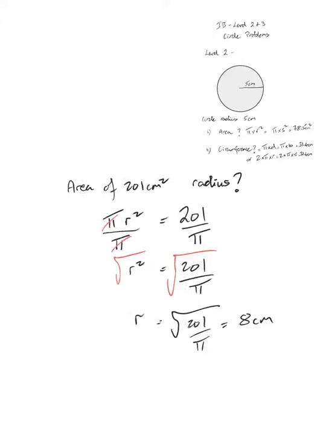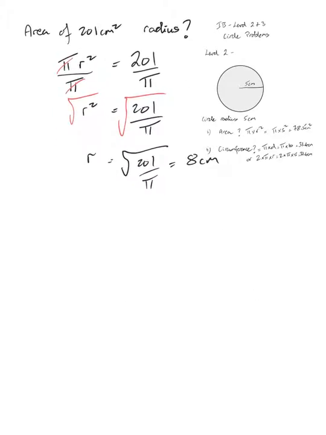If on the other hand they gave us a circumference rather than the area, our workings would look like this. And again, this is a totally different question. So in this case we've got a circumference of 37.7 centimeters. What is the radius of that circle?